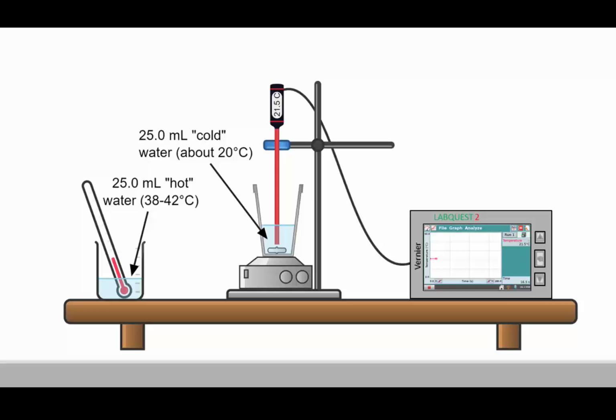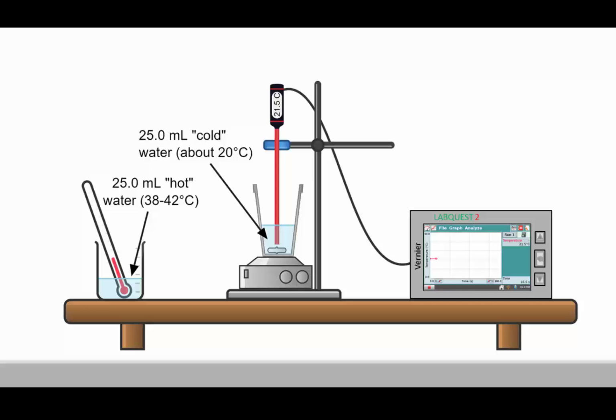As shown in the diagram, the calorimeter has been placed on an electronic stir plate and a magnetic stir bar is mixing the 25 mL of the cold water. A 25 mL aliquot of hot water is added to the cold water, and the change in temperature is monitored as a temperature versus time plot.